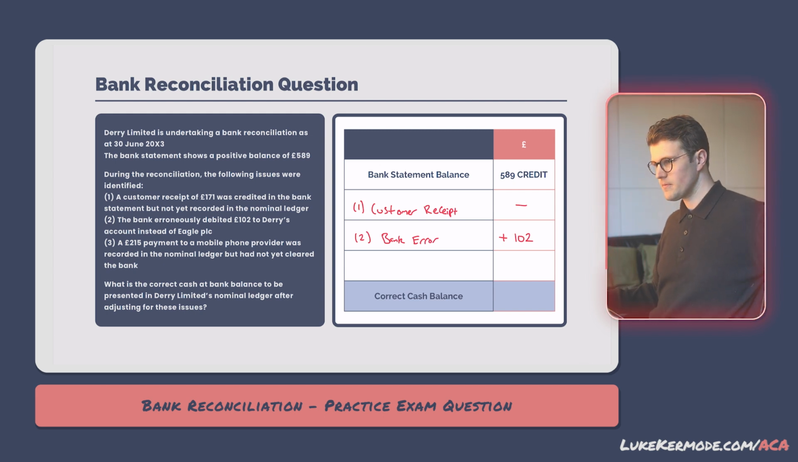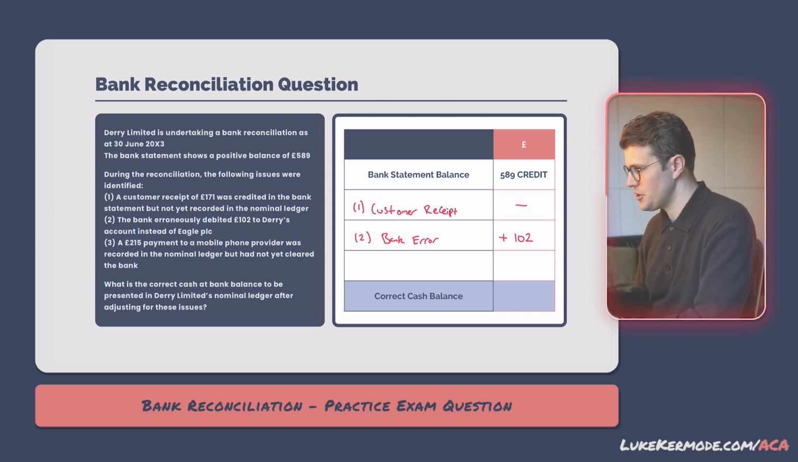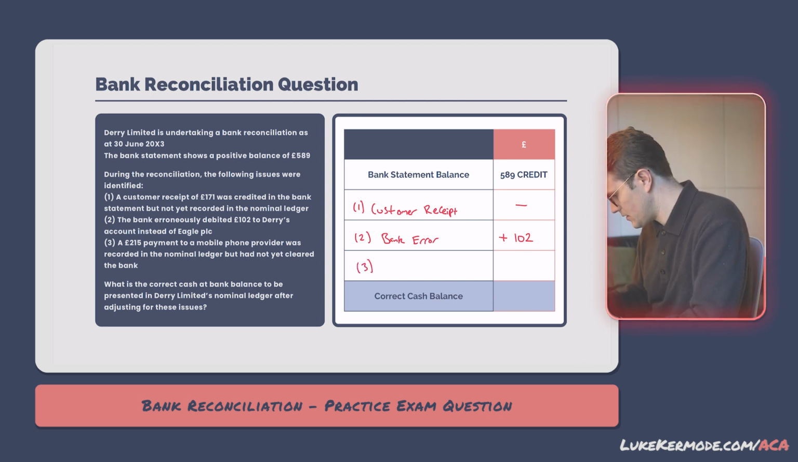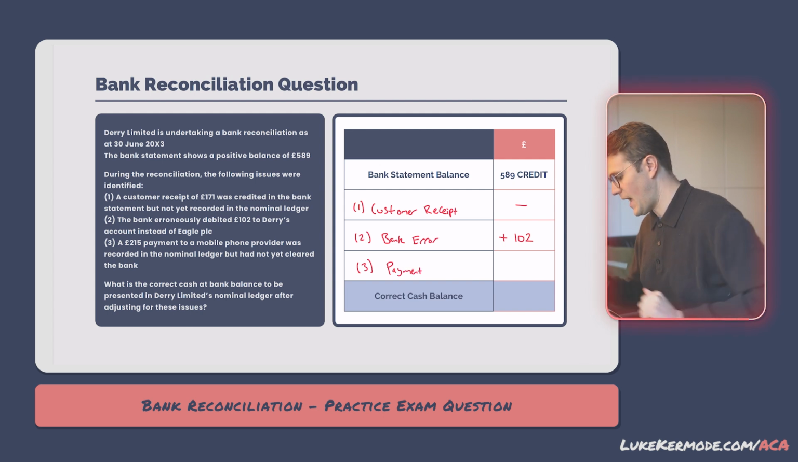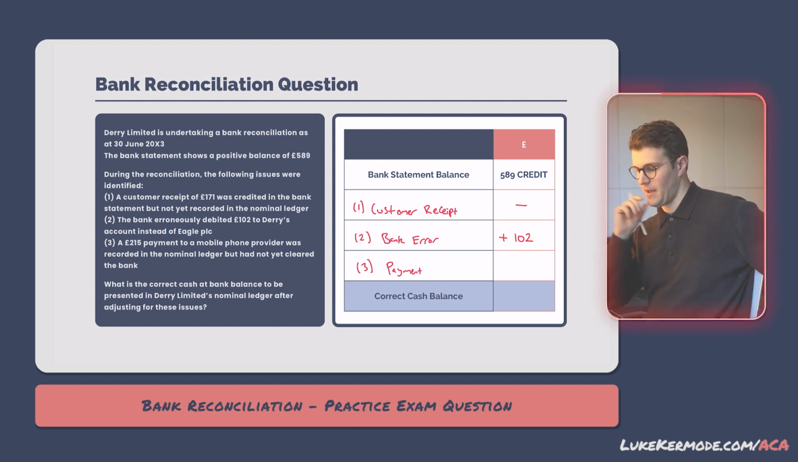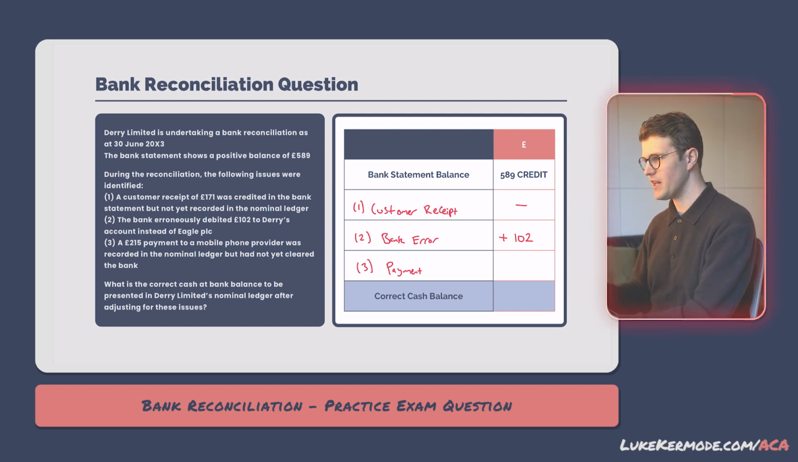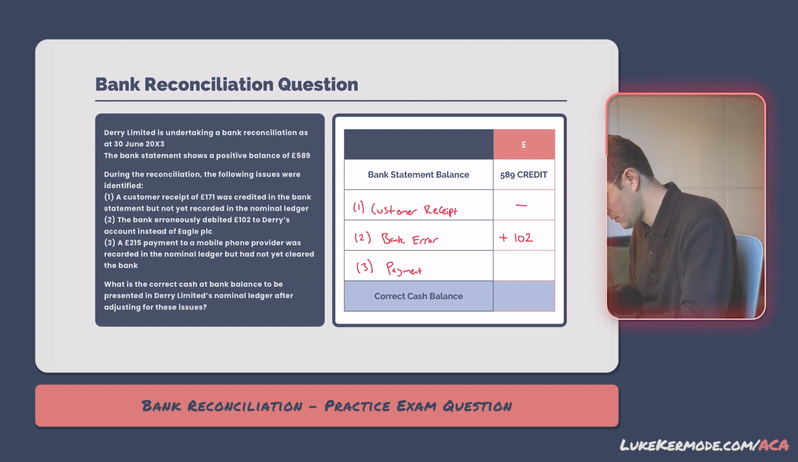£102. And then finally, we've got the £215 payment, which was recorded in the nominal ledger, but hasn't yet been cleared by the business's bank. So this is what's known as an uncleared payment. So here, the payment's already recorded in the ledger, but it's not recorded and not been posted to the bank statement. So that means the bank statement balance is overstated. And to reconcile to the nominal ledger, we need to subtract the £215.